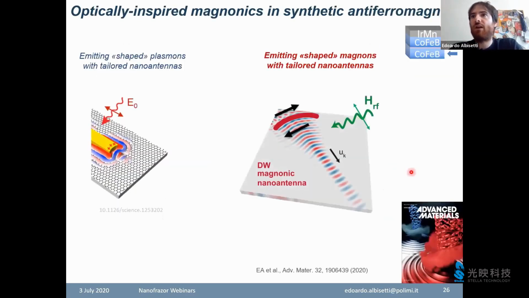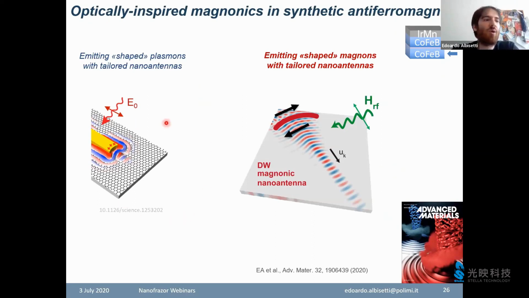And now I come to the last application, which happens in a completely different system. That is the second one that I showed you before. So in a synthetic antiferromagnet, where we have two ferromagnetic layers that are pointing in opposite directions, one with respect to the other one. And this is somehow, let's say, borrowed from nano-optics, and in particular from plasmonics.